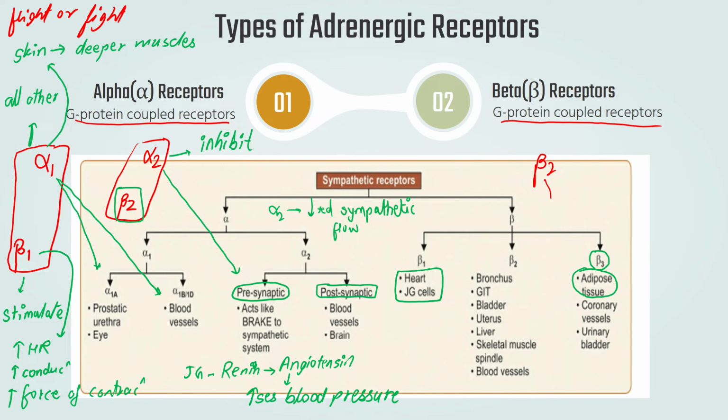So beta 2 present in the bronchus. If you remember the parasympathetic system, अगर parasympathetic के functions याद हो गए तो sympathetic के functions याद करने की ज़रूरत नहीं है. More or less they are the opposite of it. Direct opposite action रहेगा. So in the bronchus वहाँ कौन सा receptor था? M3 था.